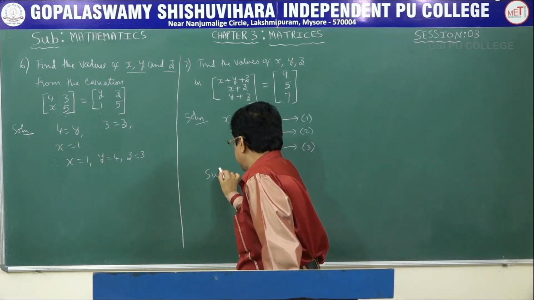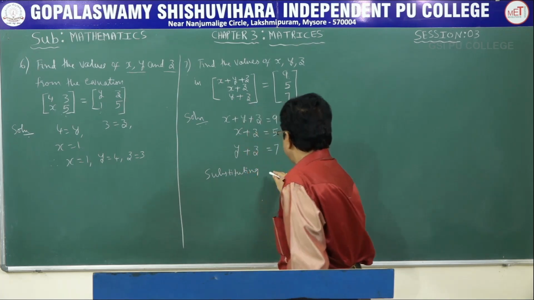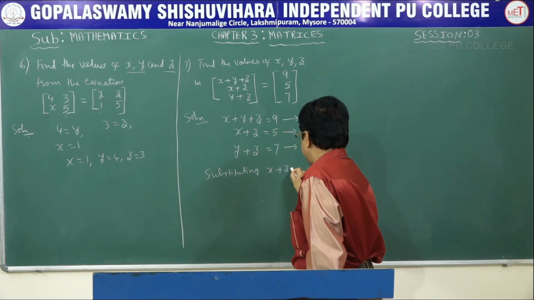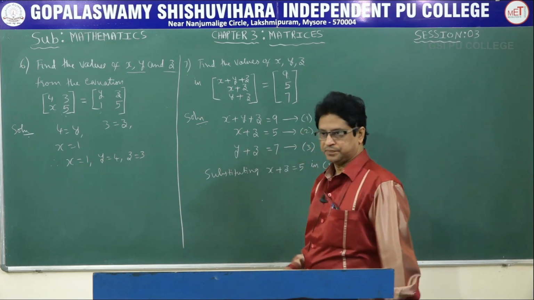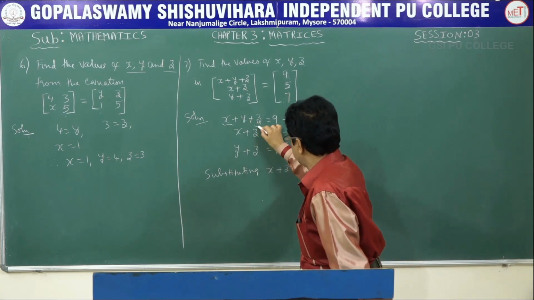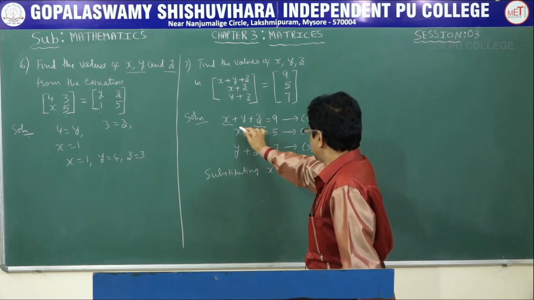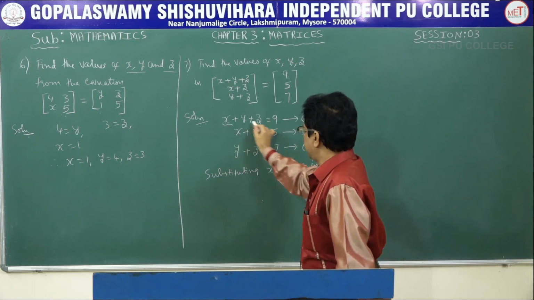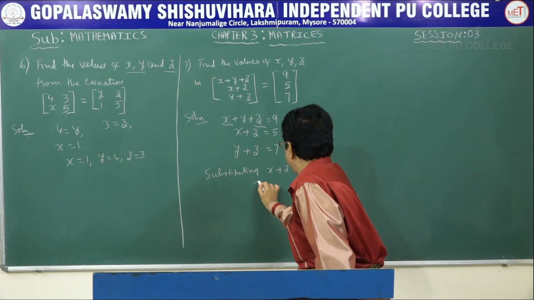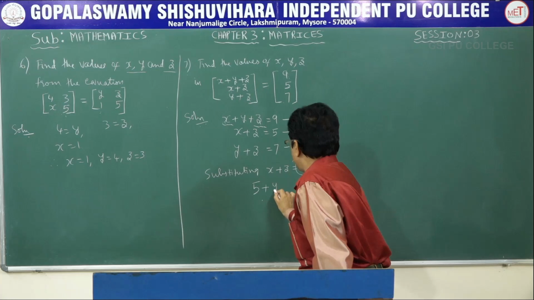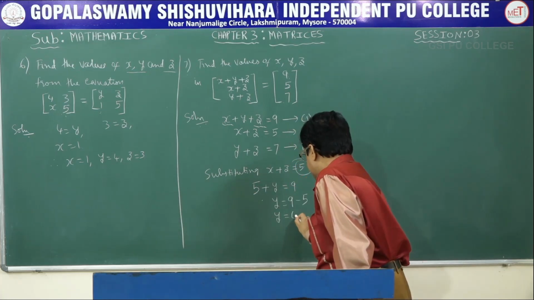So what we will get? Substituting x plus z equals 5 in equation 1. So here x plus z, the sum of x and z is 5. So instead of x plus z, we can substitute 5. So we have 5 plus y will be equal to 9, so y equals 4.